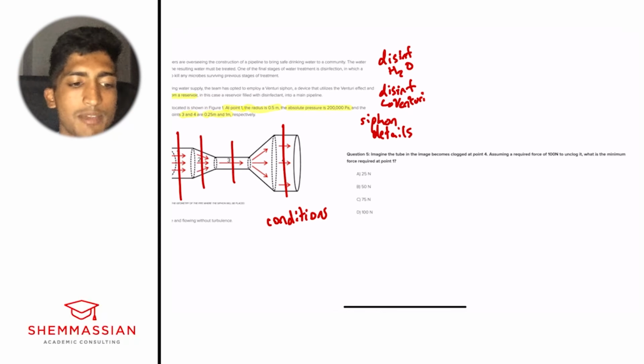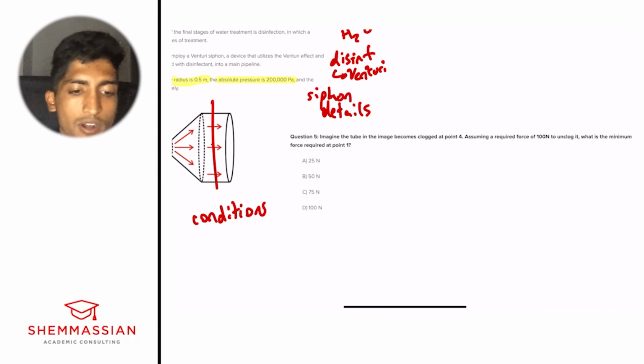Imagine the tube in the image becomes clogged at point 4. Assuming a required force of 100 newtons to unclog it, what is the minimum force required at point 1? 25 newtons, 50 newtons, 75 newtons, 100 newtons. All right, so we have this force of 100 newtons.